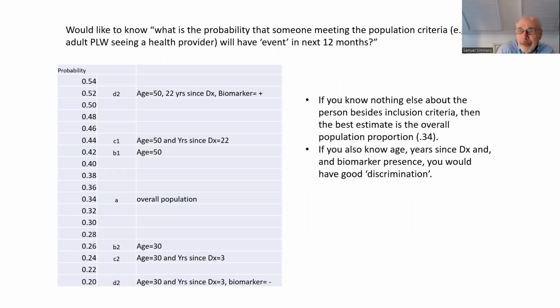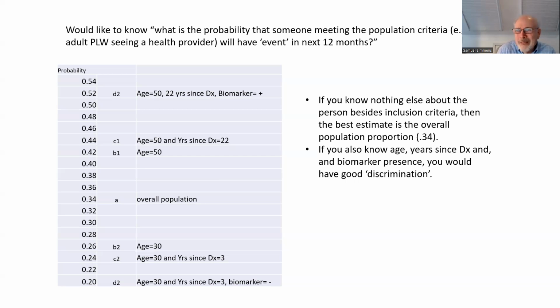Now, supposing you have another variable added to the model, which is years since they were diagnosed with HIV. And so in C1, I've taken the estimated probability for that person who was diagnosed 22 years ago. And you'll see there that it's barely greater than the general risk for someone who's age 50. So it doesn't add very much to it.